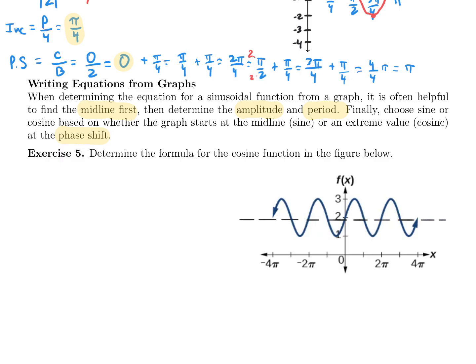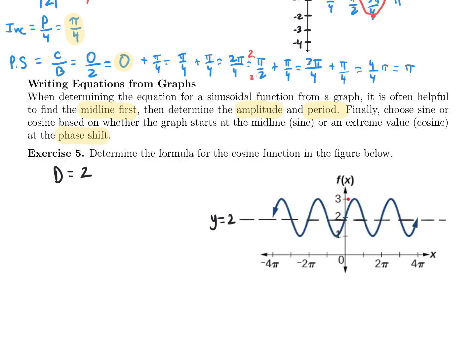There's our midline, y equals 2. So that's our d. So we have d is 2. All right, now we can figure out the amplitude. The amplitude isn't too hard. If you look at the graph, the amplitude, if you recall, is the value from the midline to the highest point. So from 2 to 3, that's 1 unit. So that means your amplitude is 1.